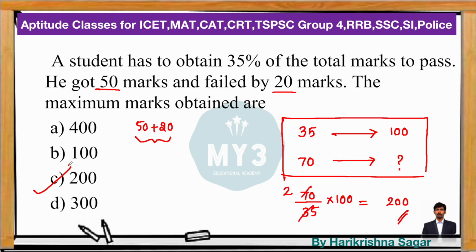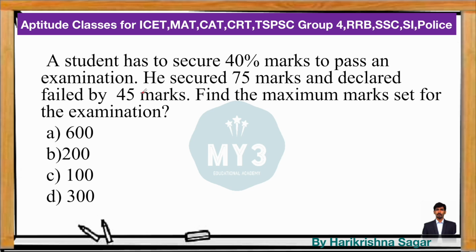Moving forward to one more question. If you observe this question, a student has to secure 40% of the marks. So as soon as you see this statement, you can simply write 40 marks he needs to get out of 100 marks. So this is the minimum pass mark. This is the maximum score in that particular exam.